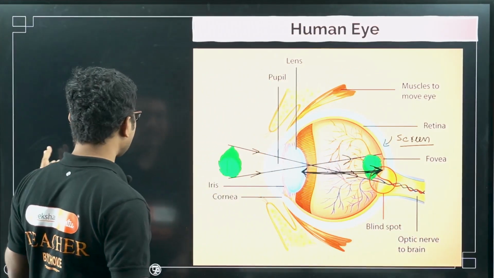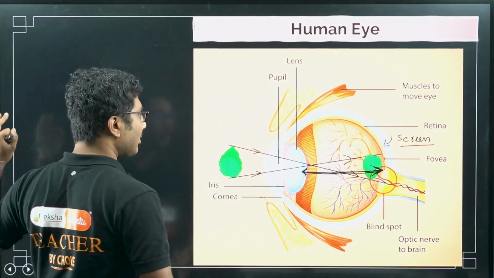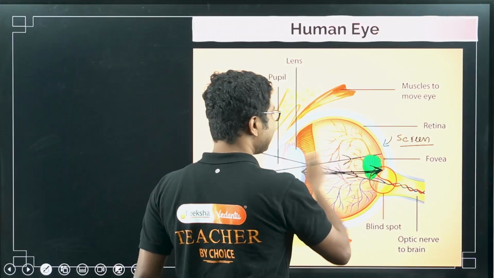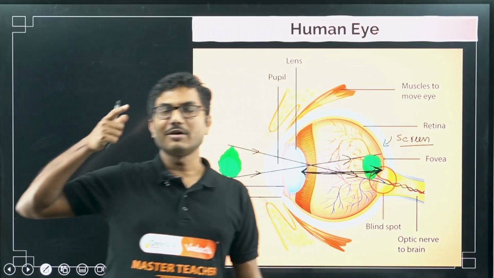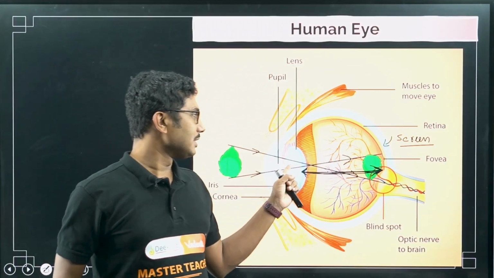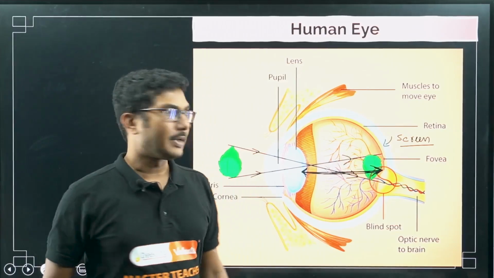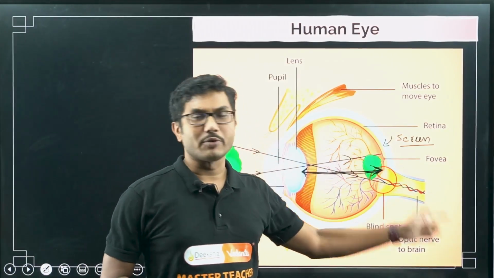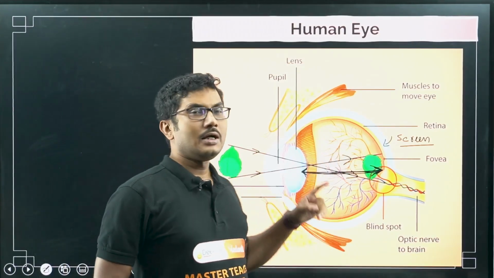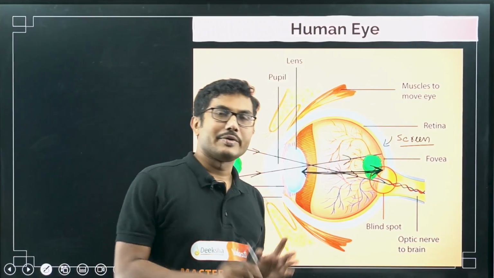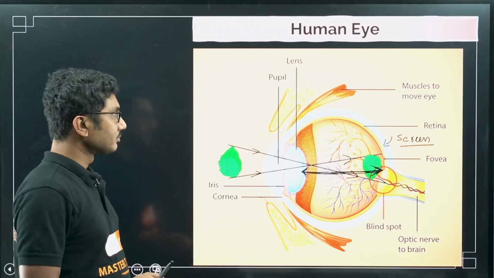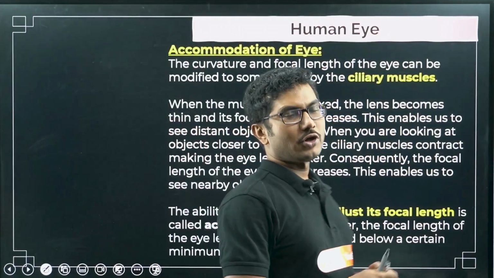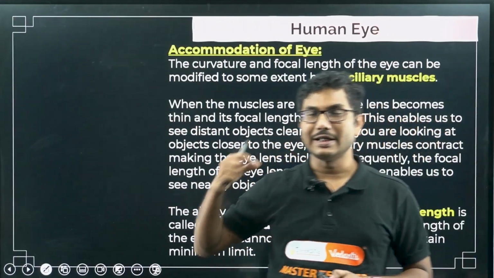Now as the object is coming close to your eye, this focal length has to adjust, because this distance cannot change. Your eye cannot change the distance between this lens and the retina. But if you adjust the focal length such that the image is always formed on the retina, then your eye can always see objects, right? So basically this is why we need the accommodation of the eye, because the distance between our retina and lens is fixed.